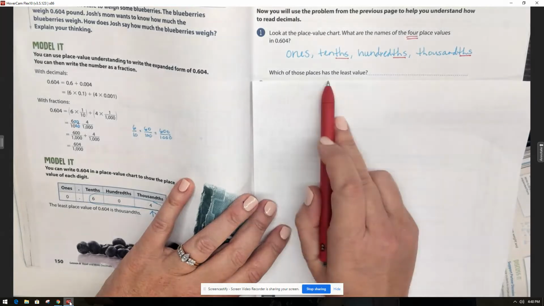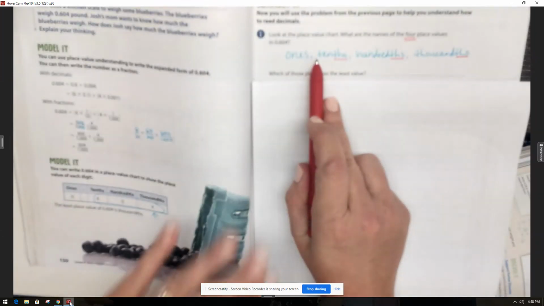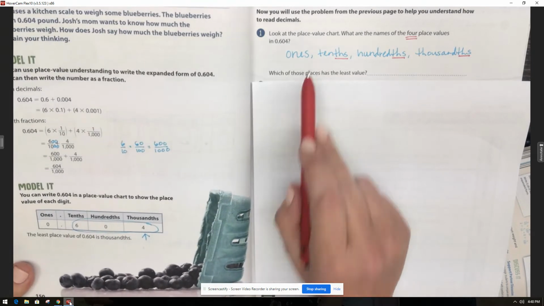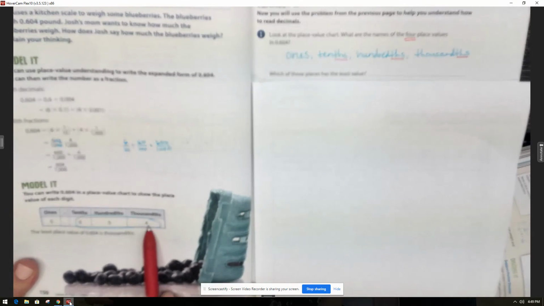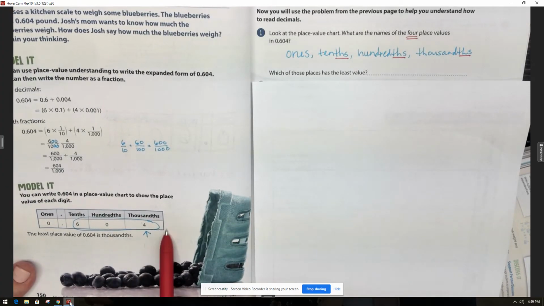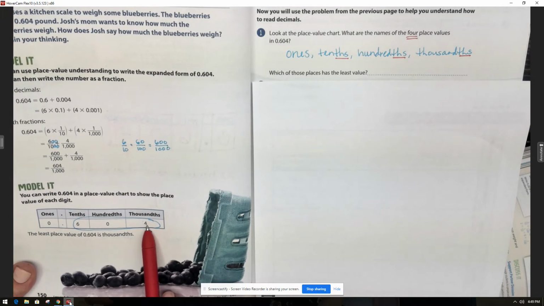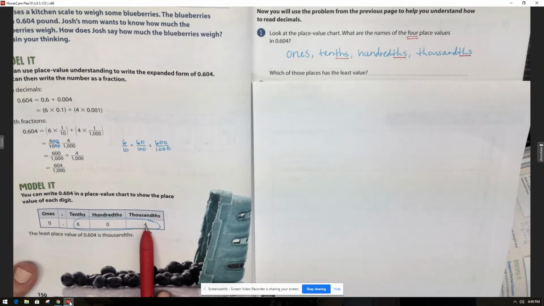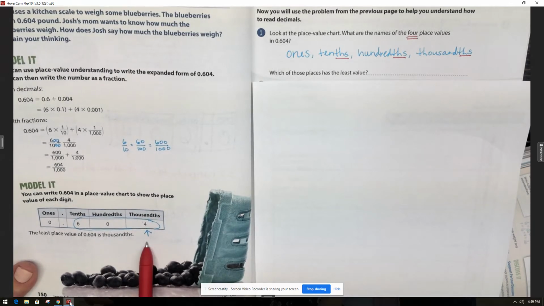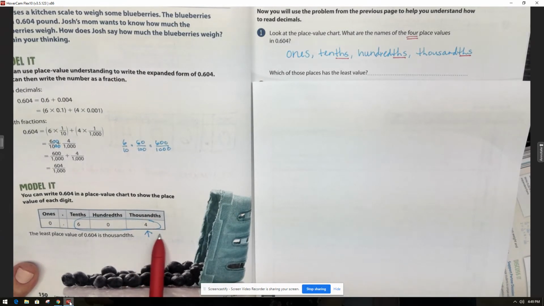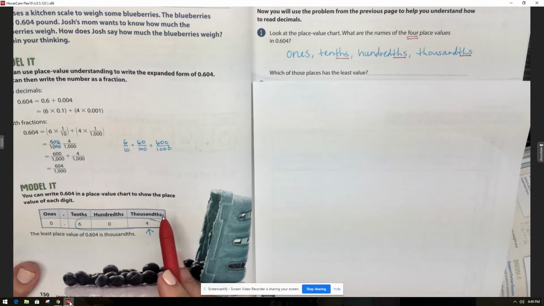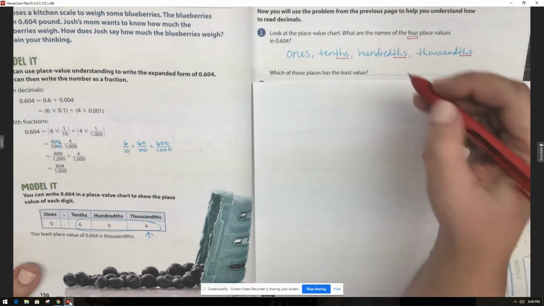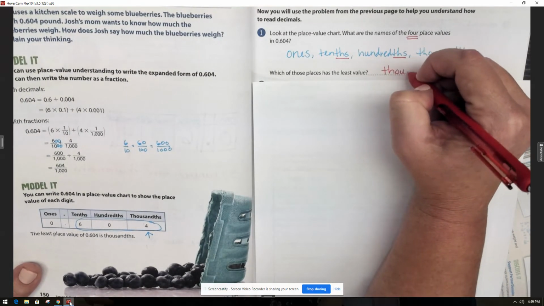Now, which of these place values has the least value? You're always going to find the least value by looking for the digit that is as far right as it gets. So the last digit on the right. Even if this were a 0, and they wrote it in the place value, that would mean that it's important and that they want you to recognize it. So whatever digit is in the least place value, or all the way to the right, is going to be the place value that has the least value. So in this case, it is the thousandths.